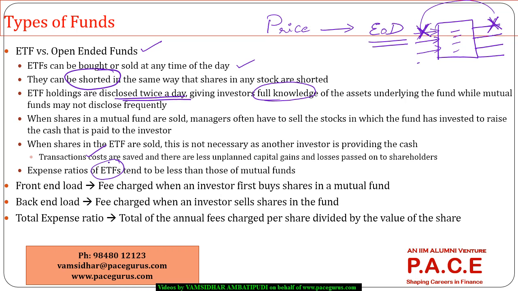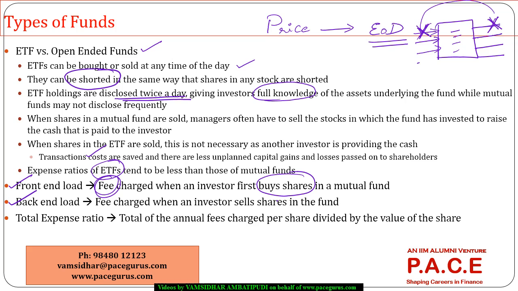Expense ratios are also much lesser. The costs involved in the case of ETFs are significantly lesser compared to the costs involved with mutual funds. To understand some specific costs associated with mutual funds, we talk about a front-end load and a back-end load. When any fund charges a fee when the investor first buys the shares, that is called a front-end load. At the time of buying, if there is an extra fee paid by the fund buyer, we call it a front-end load.